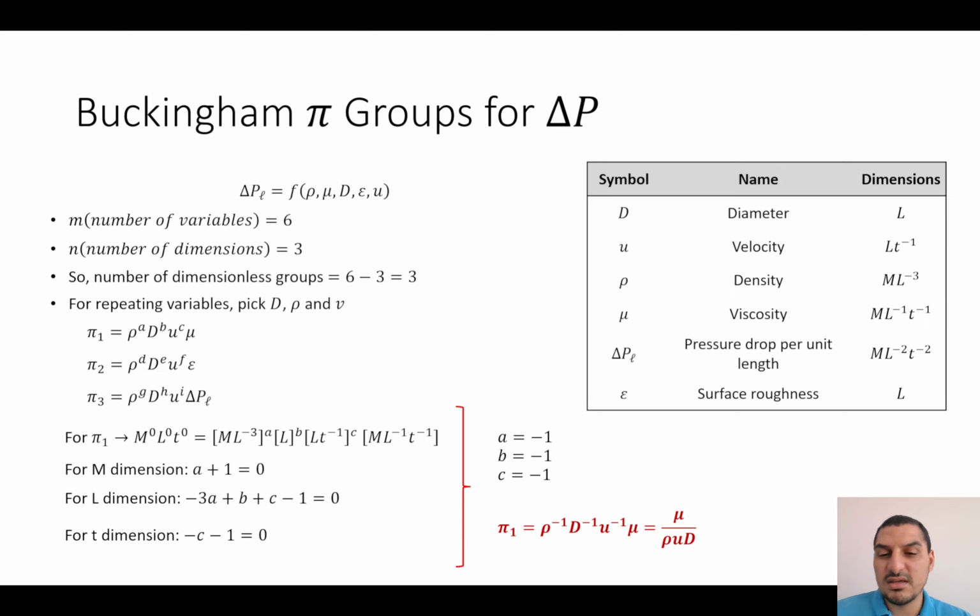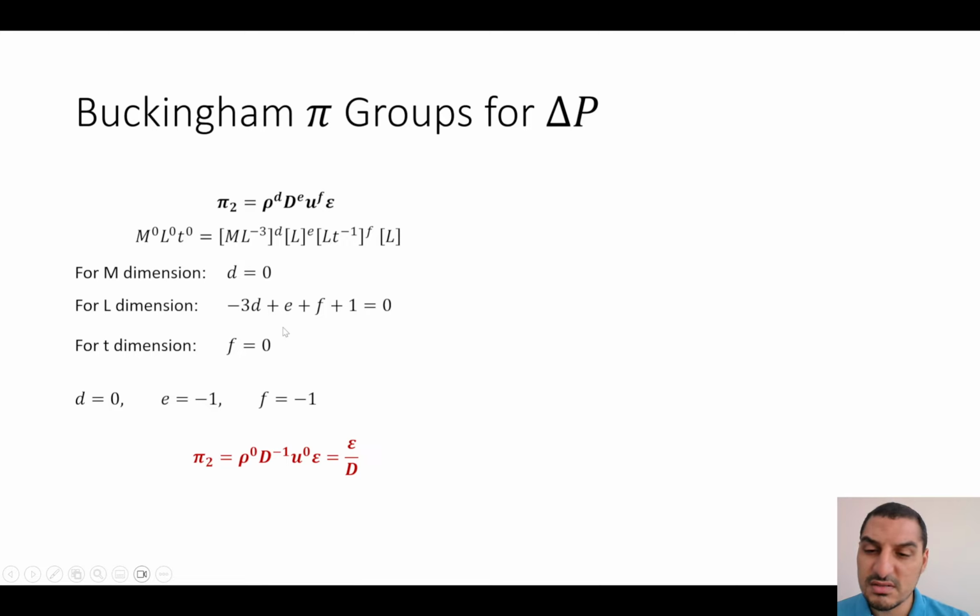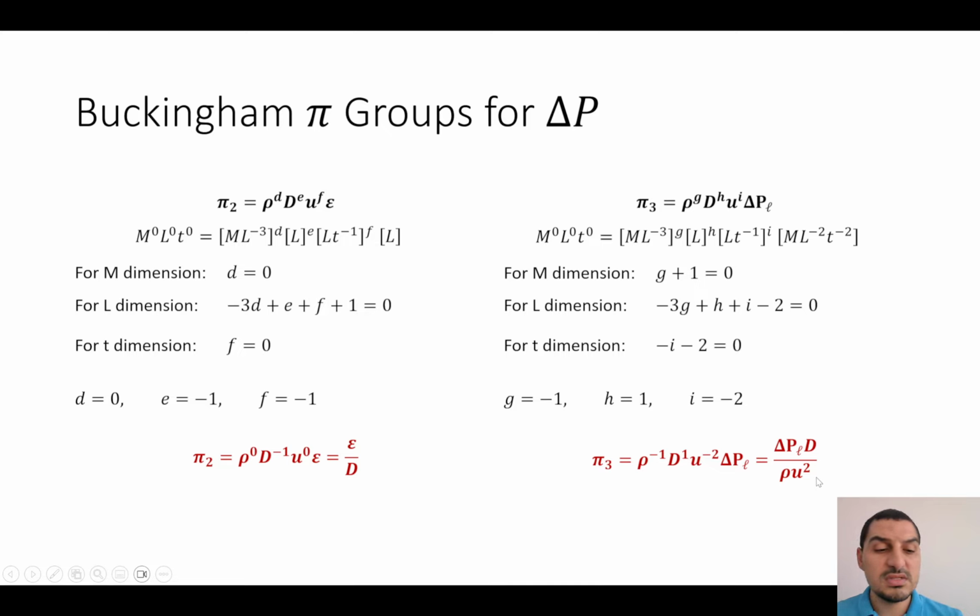It's nothing complicated here. Okay, we will follow the same procedure for the second pi group, and by doing the same thing, it's a very, very simple process. I'm not going to repeat it. So you'll find that the second pi group is epsilon over d. The third pi group is going to be delta p l d over rho u squared. So this is what we need: to group these 6 variables into 3 dimensionless groups, and this is what we did.